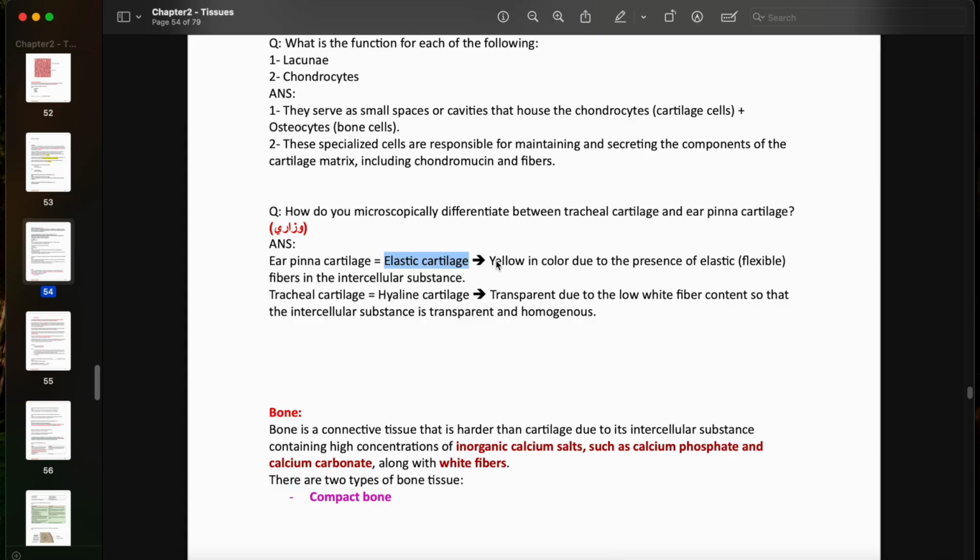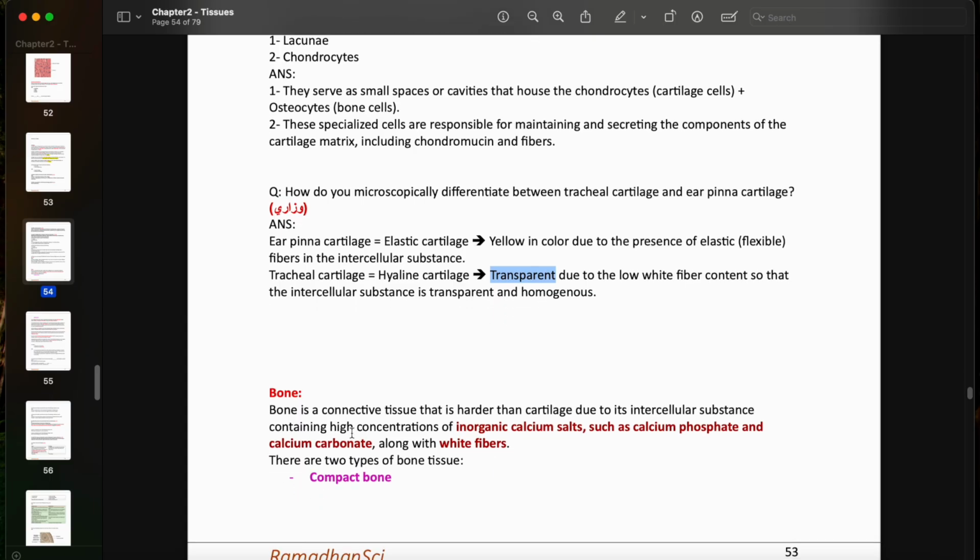The elastic should be yellow in color due to the presence of elastic fibers in the intercellular substance. Meanwhile, the tracheal cartilage, or the hyaline cartilage, should be transparent due to the low white fiber content, so that the intercellular substance is transparent and homogeneous.